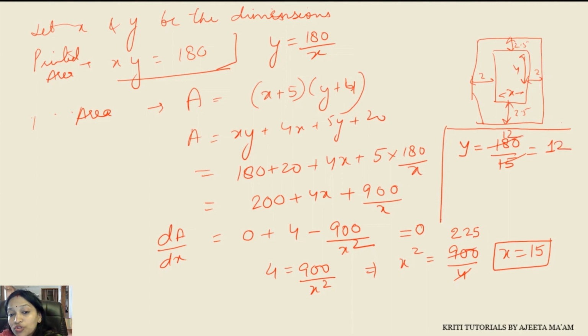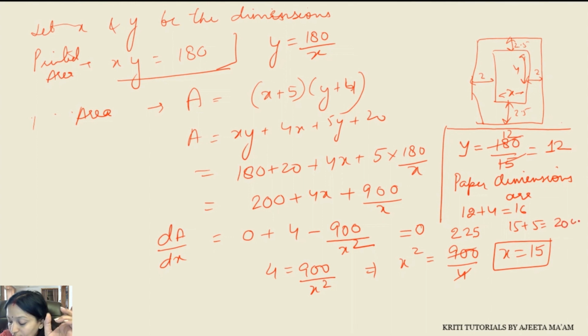Now what are the dimensions of the paper? ये तो आपका dimensions हो गया प्रिंटेड एरिया का। पेपर के डायमेंशंस क्या है, x+5 and y+4. So your paper dimensions are 12 plus 4, that is 16, and 15 plus 5, that is 20 सेंटीमीटर. जो भी उन्होंने दिया है यूनिट वो लिखेंगे.